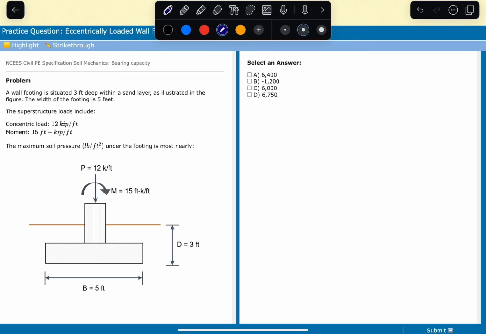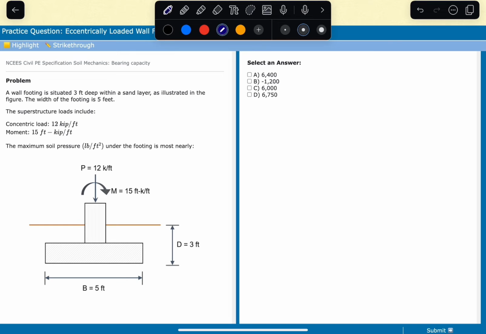Getting into it here, we have a wall footing at 3 foot depth, as illustrated here in the figure. Width of that footing is 5 foot. So it's a wall footing, so it's going in and out of the page. Keep that in mind. We have a concentric load of 12 kips per foot. That's every foot of the wall as you're going in and out of the page, you get 12 kips. Moment of 15 foot kips per foot, same deal, in and out of the page.